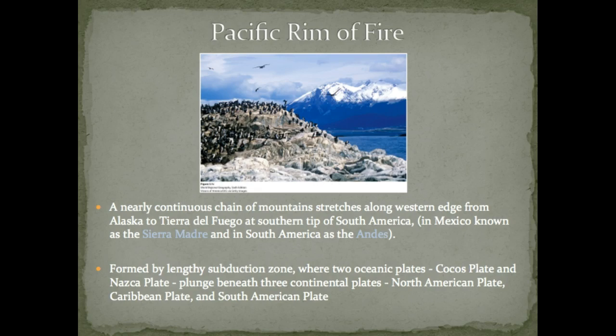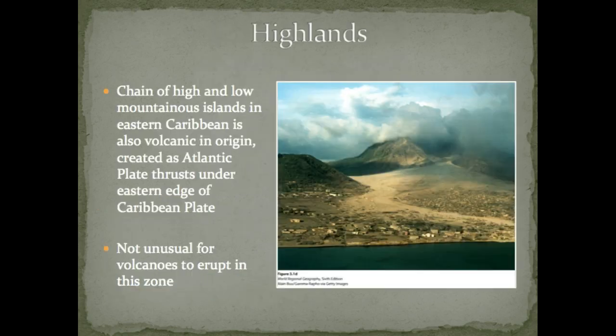In this case, the Cocos and the Nazca plate plunge beneath the three continental plates of North America, Caribbean, and South America. Here we see a stunning picture from Tierra del Fuego, with cormorants, sea lions, and the Andes Mountains in the background. I've been to these islands off of Ushuaia, the city of Ushuaia, and it's a beautiful, beautiful area. If you ever get a chance to go, you should.